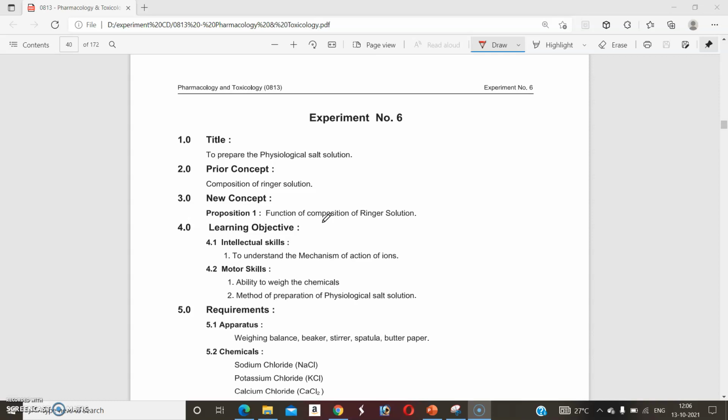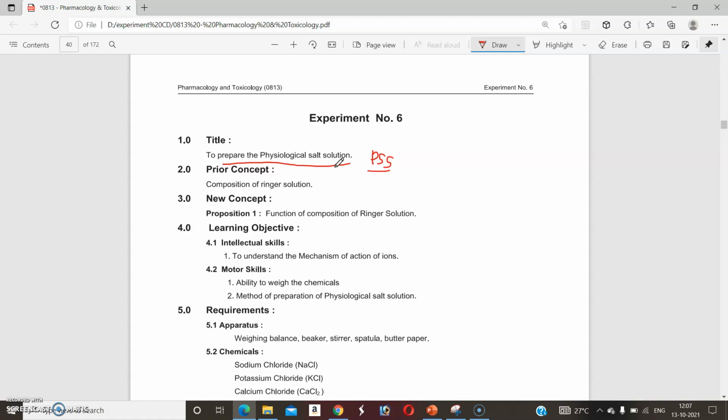So, what is the title of experiment number 6? To prepare the physiological salt solution. In short, PSS means physiological salt solutions, which provide the basic requirements to allow the specific organ, tissue, muscles from the animal as well as human.